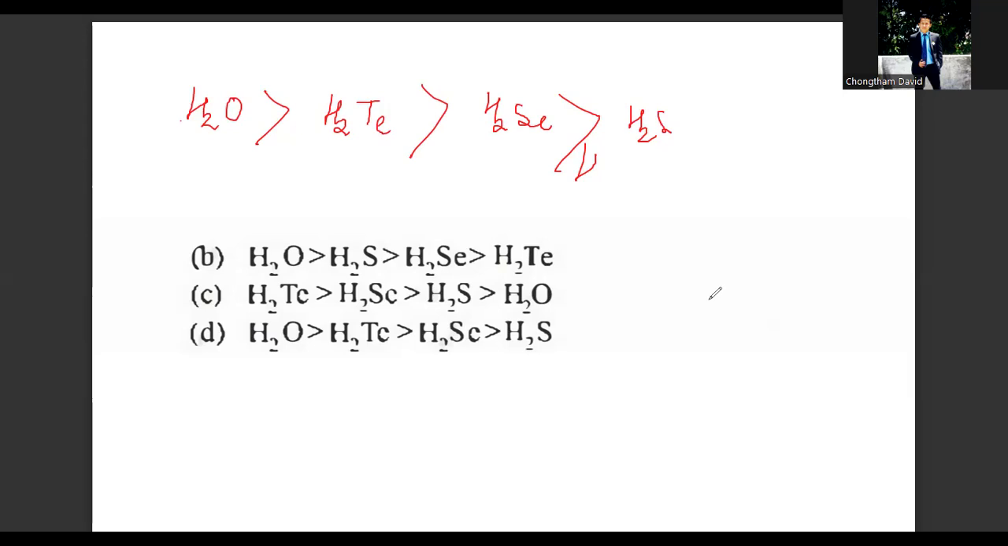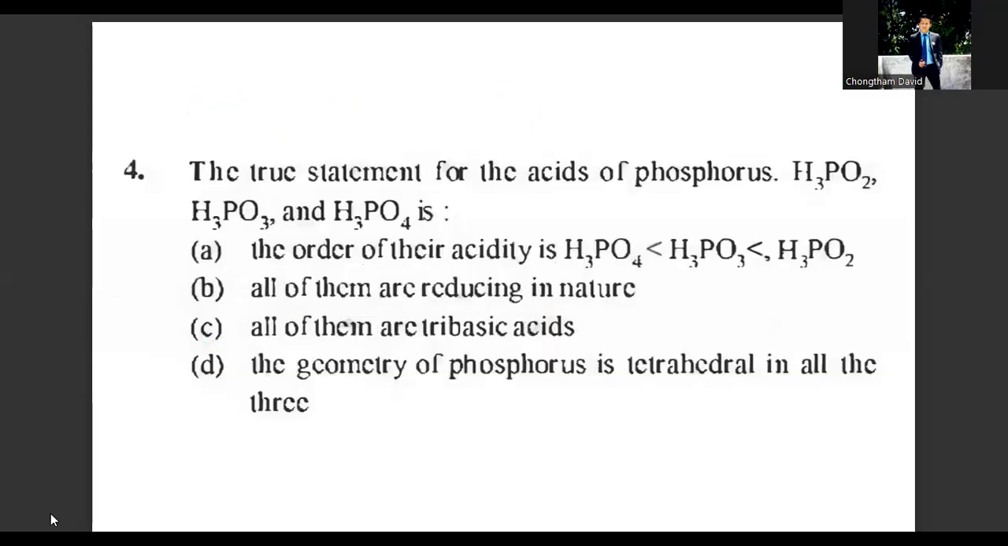Okay, I have wrongly written here. Let me erase this one. Good. Now it looks tidy. So compare this with the given options. D would be the answer to question number 3. I hope it is understood. Let us move on to the next question.